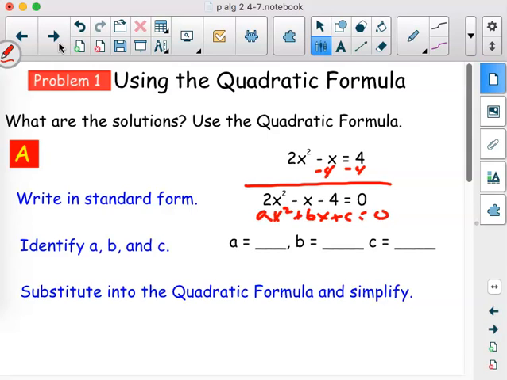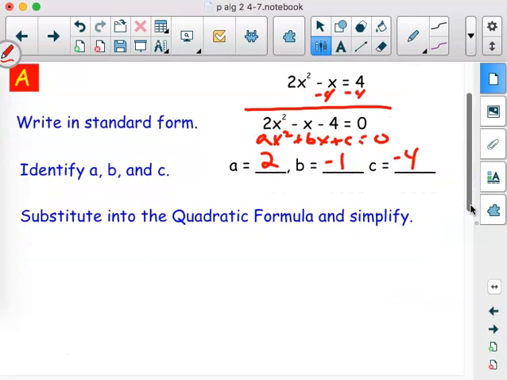And that's still talking about the standard form ax squared plus bx plus c. So in this one, a is 2, b is negative 1, and c is negative 4. So now that I know what a, b, and c are, now I have to put them into the quadratic formula. So of course, I want to sing the song so I can get the formula written down, and then I'll start substituting. So x equals negative b plus or minus the square root of b squared minus 4ac all over 2a.